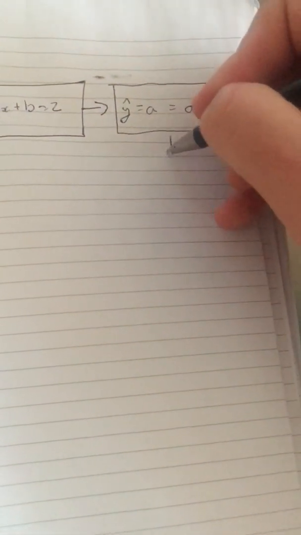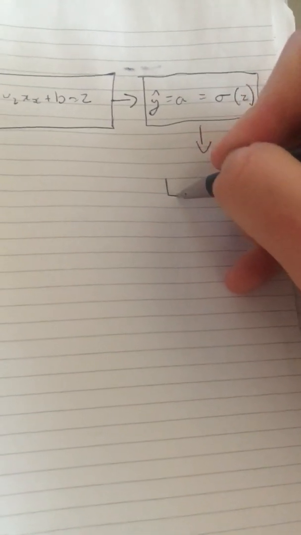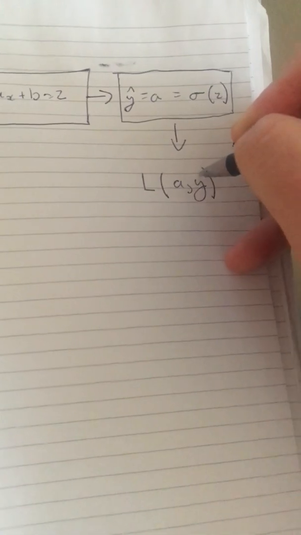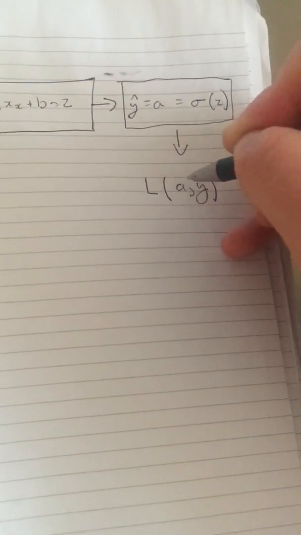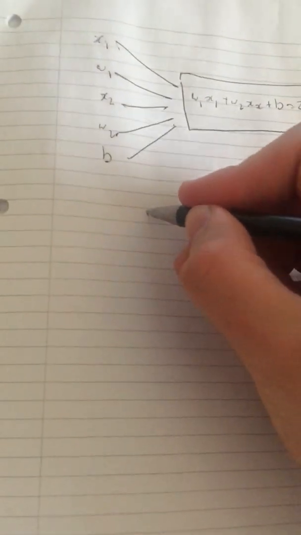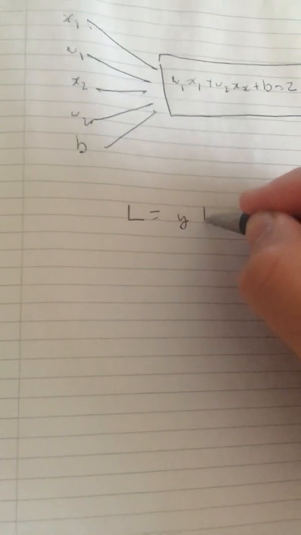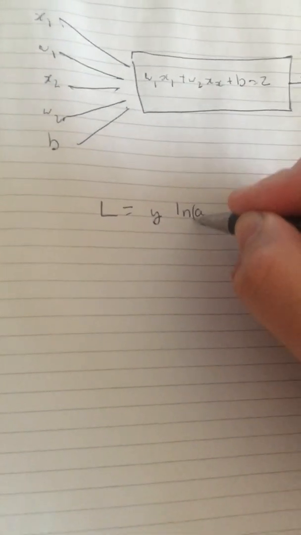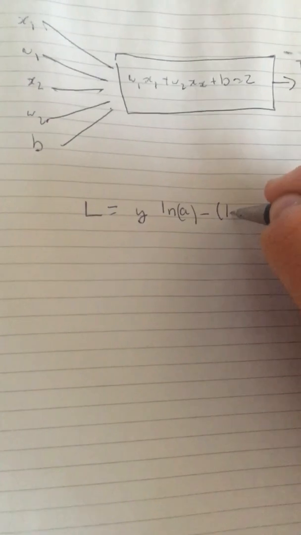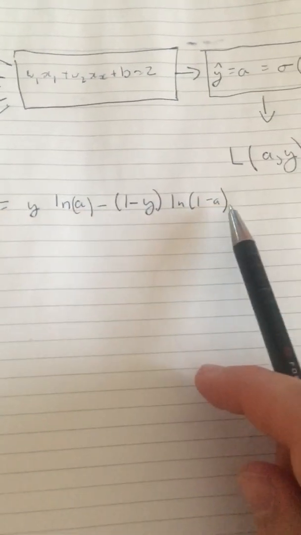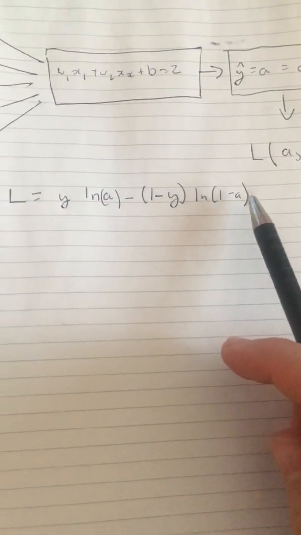And now from this, you then calculate the loss function a with respect to y, where y is the desired output and a is the output of your neural network. The loss function is written as y ln a add 1 take away y, ln 1 take away a. So this is the function for the loss, which I'm going to be using.